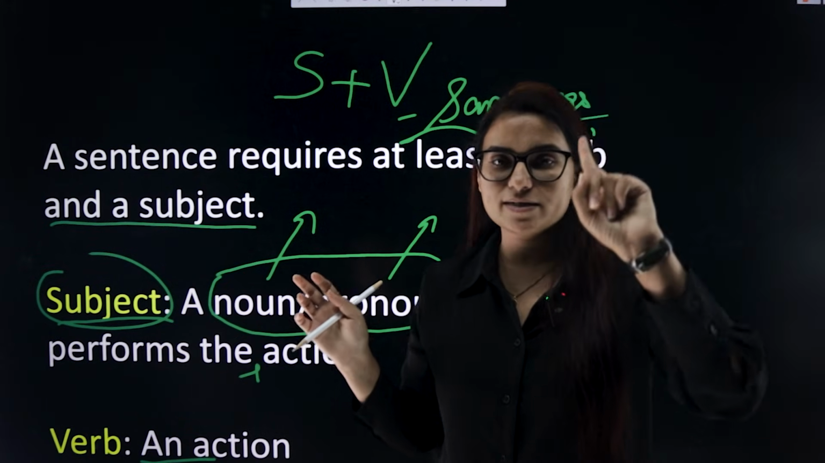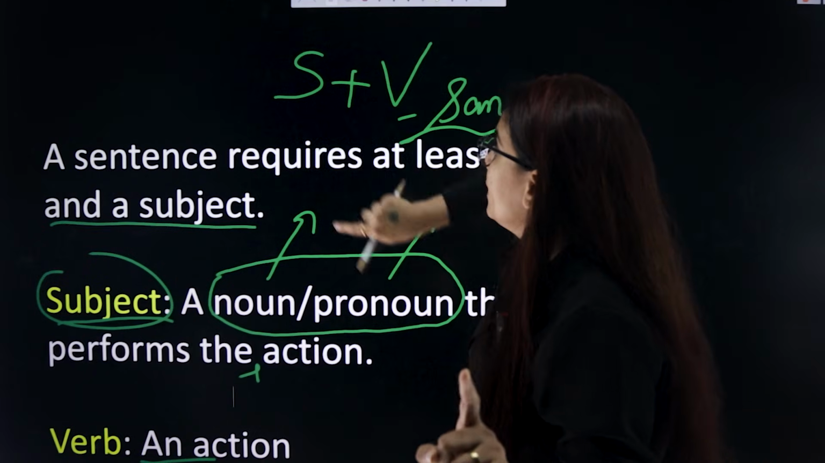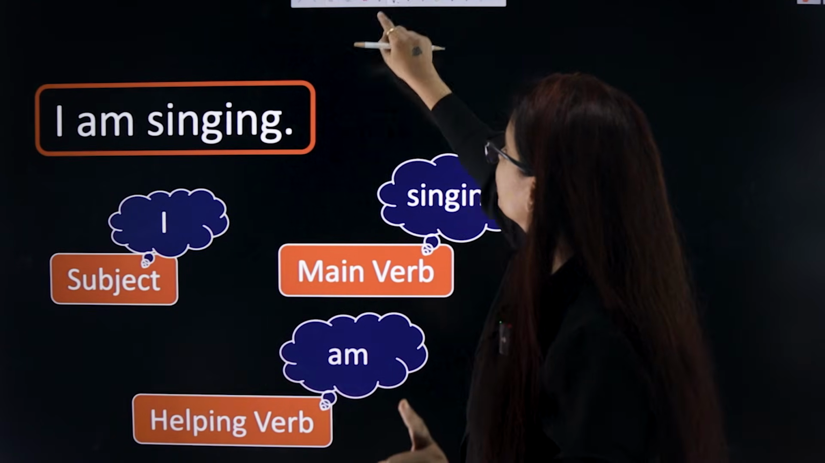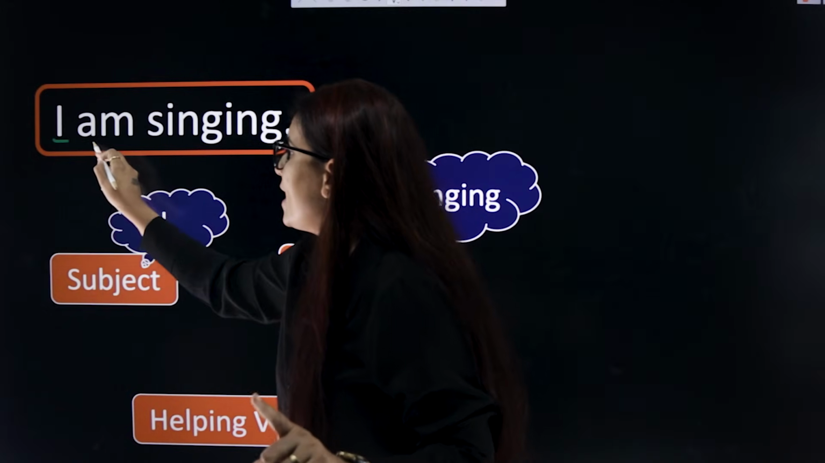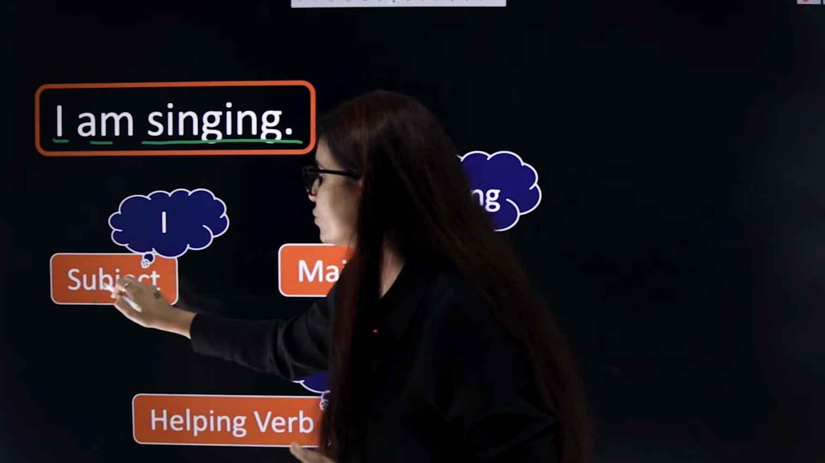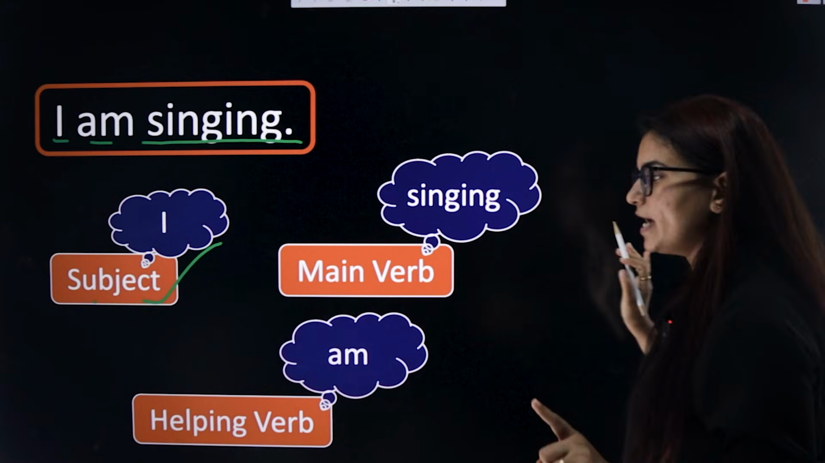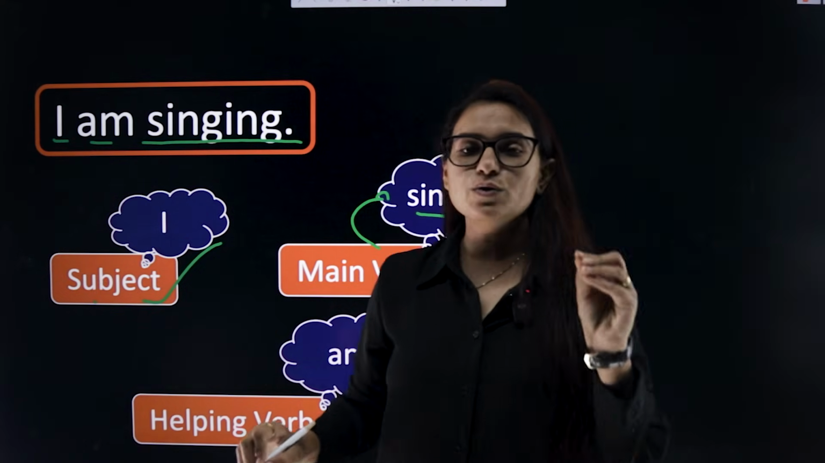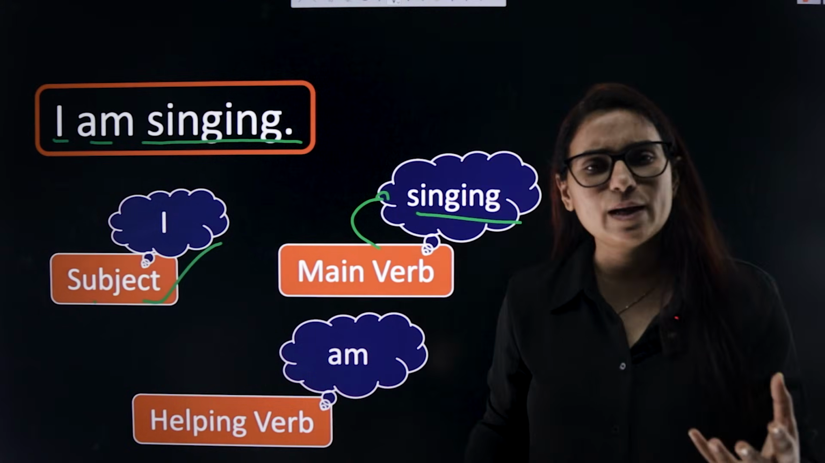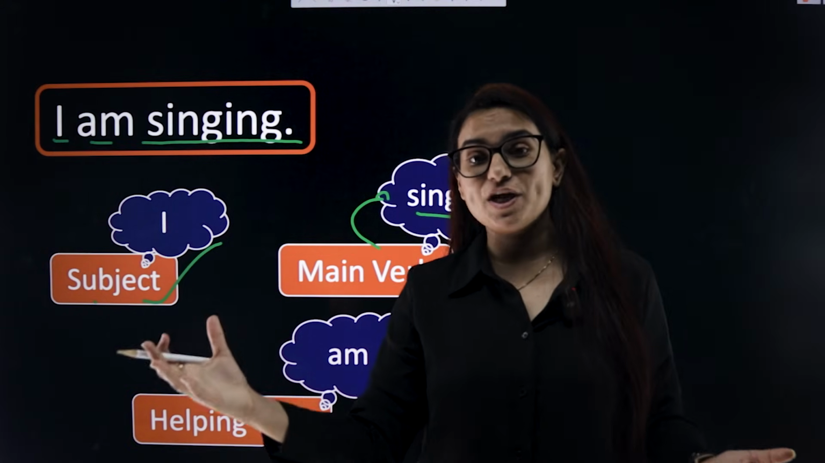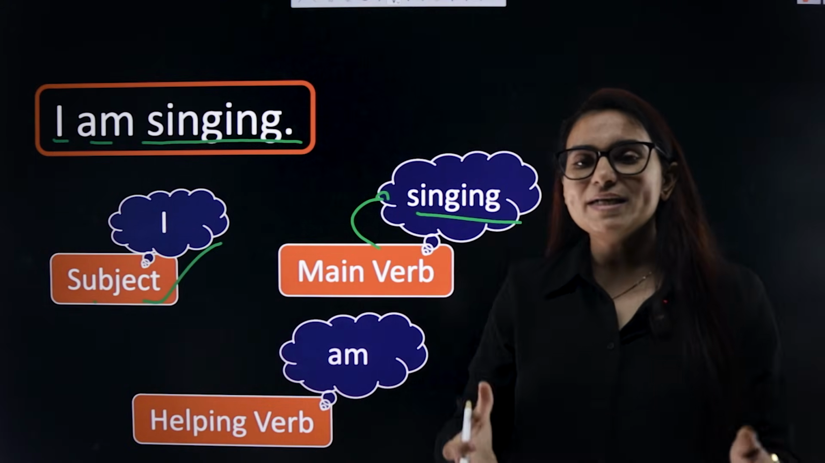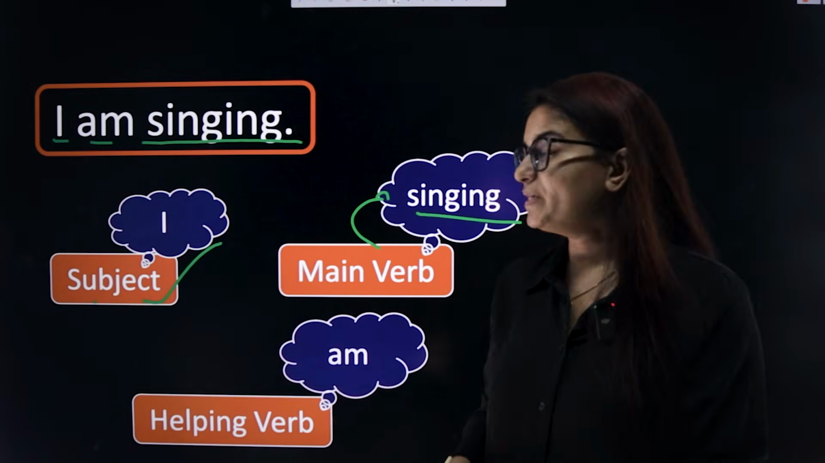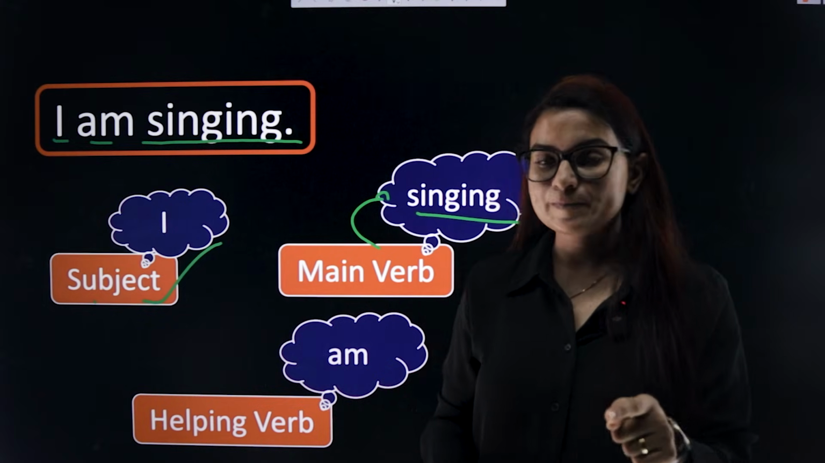This is basic sentence structure part 1. We'll have an example on your screen. In this example, if you notice carefully, I am singing. I is your subject. Is that correct? I is your subject. Singing is your main verb. Anybody who has this doubt, what is main verb, what is helping verb, what is a subject, what is adjective, what is article, please refer to the first video called parts of speech. I'm repeating it 100 times because that's important.